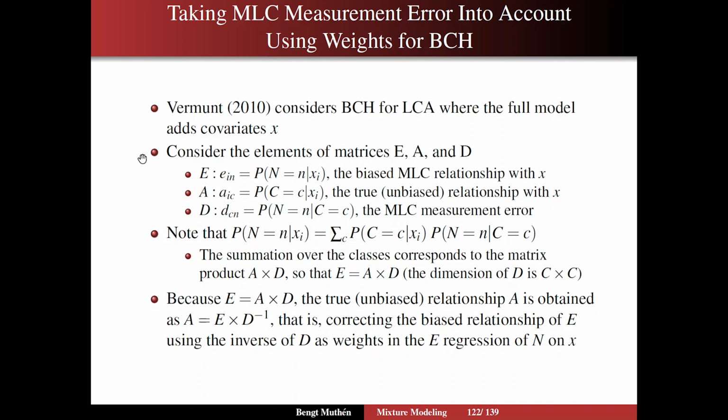So he considers three matrices, E, A, and D. E is the probability of n, assuming a value, being in a certain most likely class, given the covariates for individual i. So that's a matrix with rows being the number of people, and columns being the different categories of n, the number of classes. So that is a biased relationship with X. It's the most likely class regressed on X. It's not the same as C on X, the true unbiased relationship with X, which is given in matrix A.